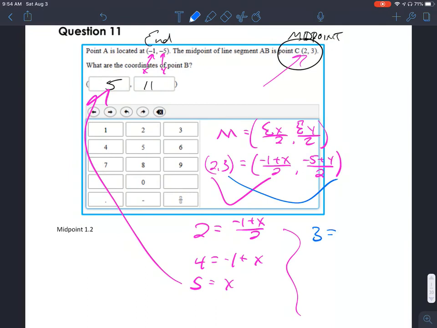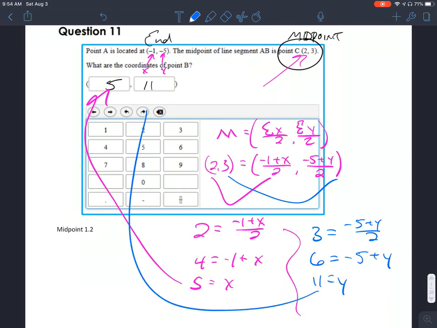Similarly, if you set 3, the value of the midpoint, equal to -5 plus y over 2, and you multiply both sides by 2, and you add 5 to both sides, you get the y value is 11, which is also what we had. Two different ways to do it. The first way I think is much quicker, easier, nicer.